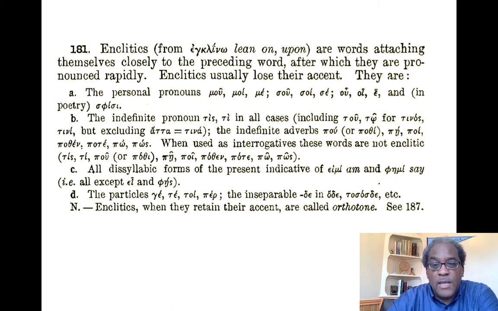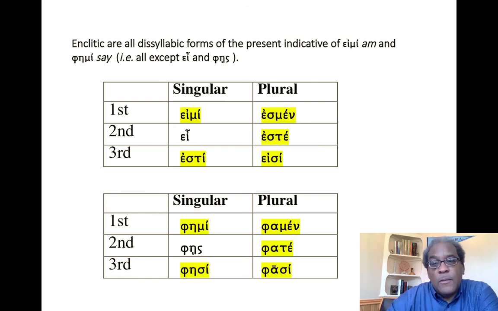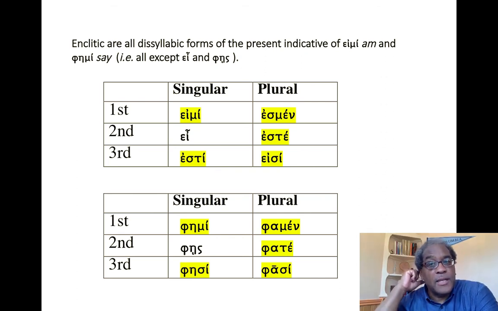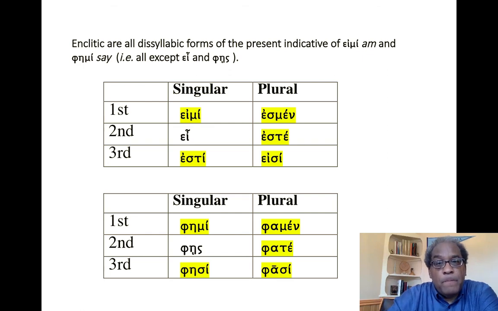Now, enclitics, when they retain their accent, are called orthotone. And we'll talk about that technical term as well as others very soon. But most important, or among the most important, is the fact that these enclitics are the dissyllabic forms of the present indicative of eimi, am, and phēmi. So you see on this chart, I placed in yellow all the forms that are enclitic: eimi, esti, esmen, este, eisi, and then phēmi, phēsi, phamen, phate, phasi, whereas the second singulars, ei and phēs, are not enclitic.